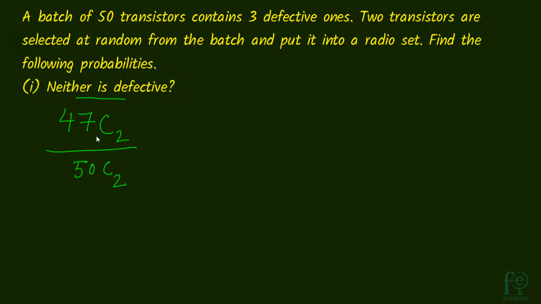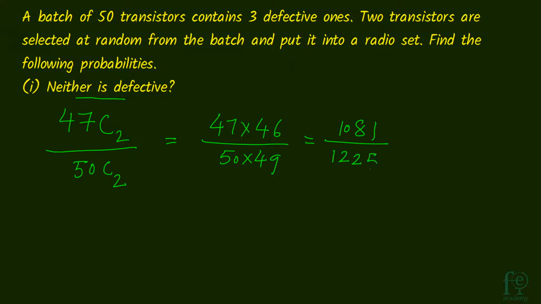So out of 47 non-defective transistors, we are selecting 2, and the total will be out of 50, we are selecting 2. So 47C2 divided by 50C2, which gives us 47 into 46 divided by 50 into 49. So our final answer will be 1081 divided by 1225. 47 into 23 divided by 49 into 25. So 1081 divided by 1225.